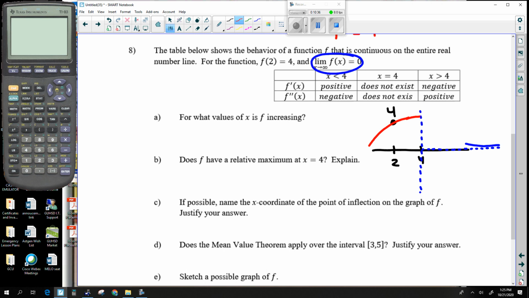Okay, so at 4 the derivative doesn't exist, and the second derivative doesn't exist, obviously. So this is going to be like a corner or something like that. It's continuous, so it's not going to jump, so there's going to be some sort of corner there. For x bigger than 4, the first derivative is negative, so that means it's decreasing, and the second derivative is positive, that's going to be concave up. In my mind, that's what it does.